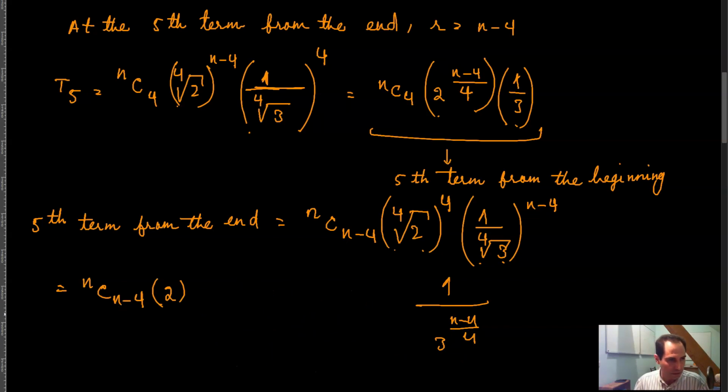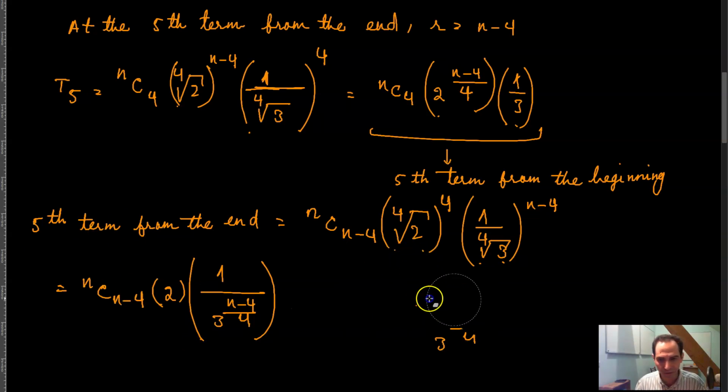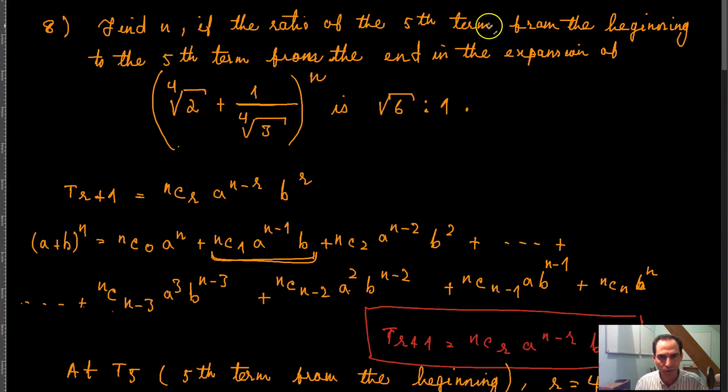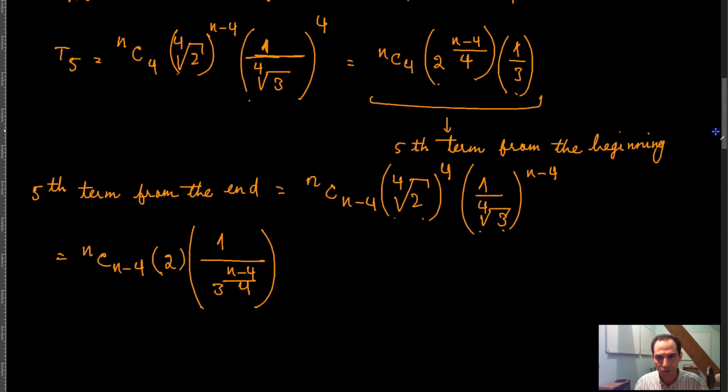So I can write this as 1 over 3 raised to the power (n minus 4)/4, and that is the fifth term from the end. Now, in the beginning we said that the ratio of the fifth term from the beginning and the fifth term from the end in the expansion of this binomial is square root of 6 to 1.